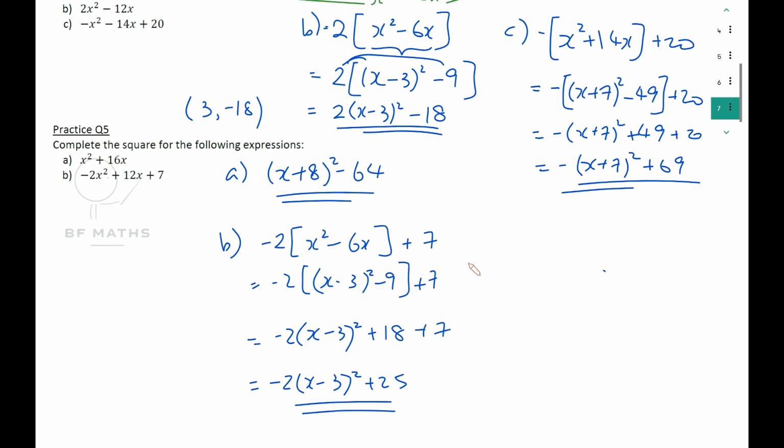Here are the answers. Question A, half of 16, which is 8, squared, and then minus 8 squared, minus 64. Part B, you factorize the negative 2 out, so that gives you a negative 6 inside the bracket. And then you complete the square in here carefully and slowly, then you will get your final answer. Multiply minus 2 back in, gives you plus 18, so 18 plus 7 is 25. And that's the end of the algebra recap.